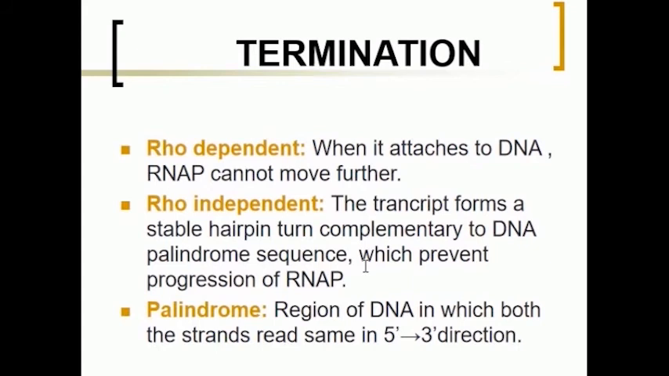What is a palindrome? A palindrome is something that, if you read it from both sides, gives the same meaning. That is called a palindrome. So it is a region of DNA in which both the strands read the same in the 5' to 3' direction, and it is called a palindrome.